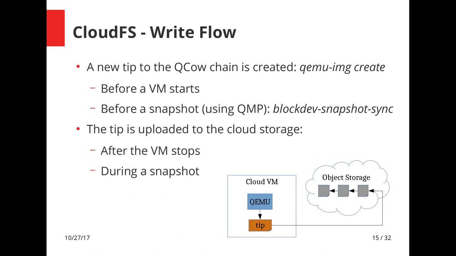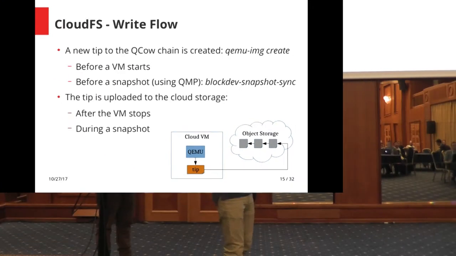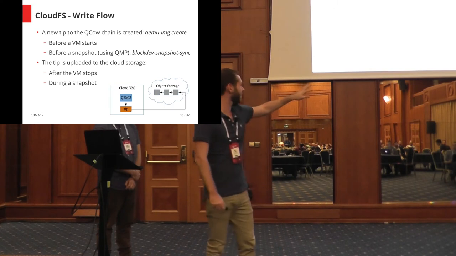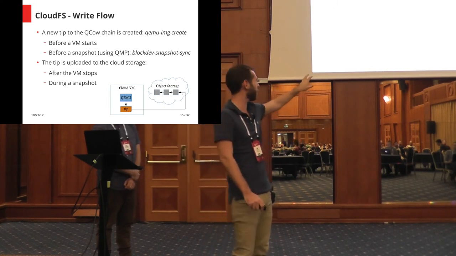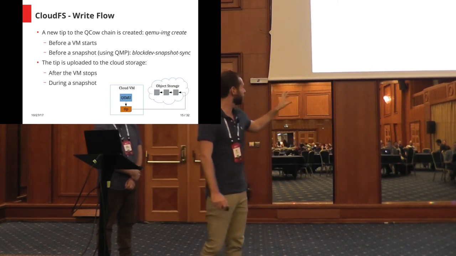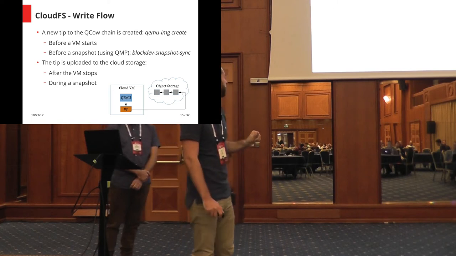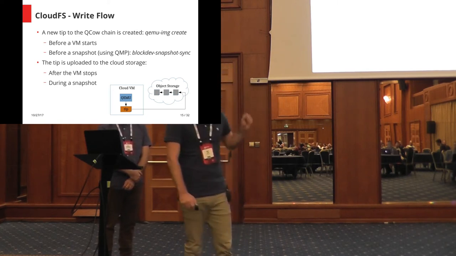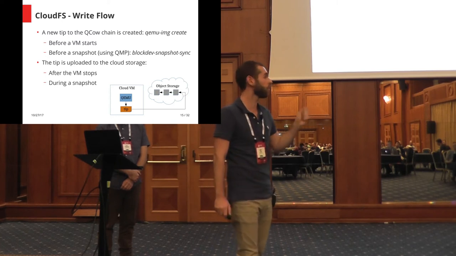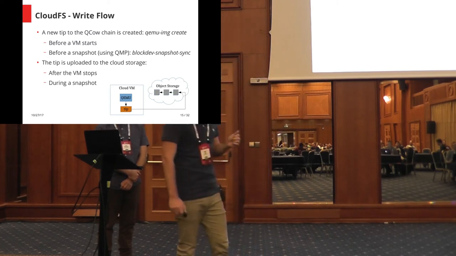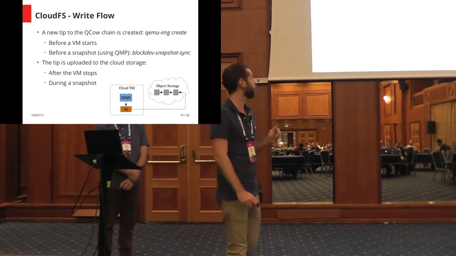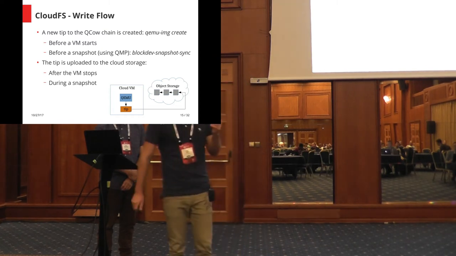Let's see an example for the write flow. Okay, so as I told you, we keep a tip, and now omit the cloud volume, okay? You can assume that the cloud VM has some volume attached to it. So the tip is located on the cloud volume, and it is holding new writes. We create it using the QEMU image create command in two cases.